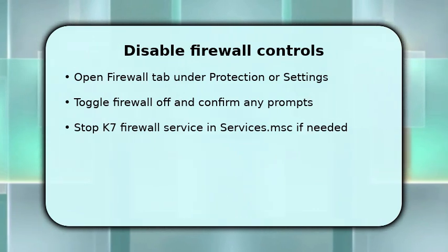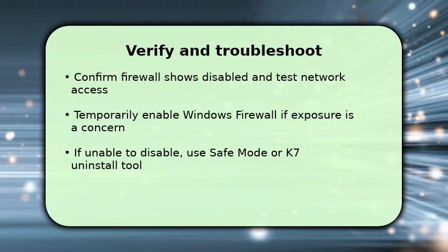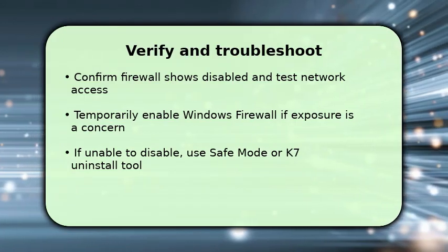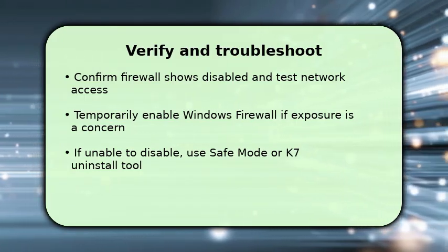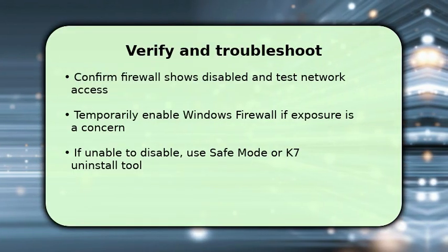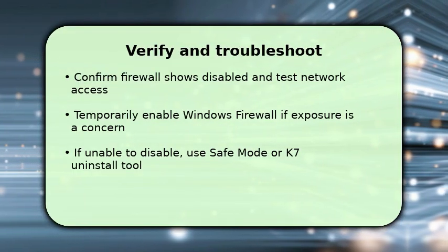After stopping the service, verify the firewall shows disabled inside K7 and test network access to confirm changes. If you need protection while troubleshooting, enable Windows Firewall briefly so you're not exposed.